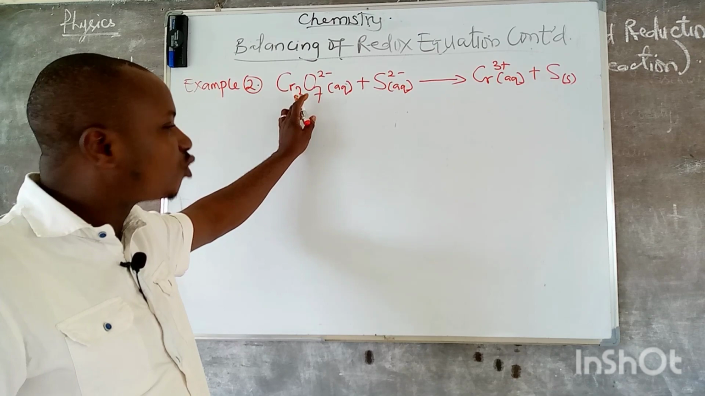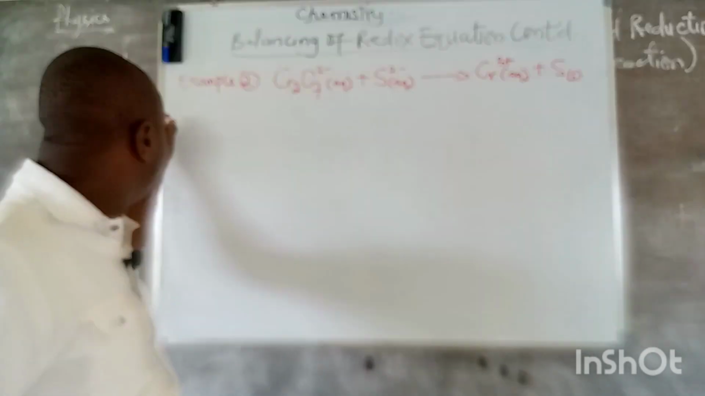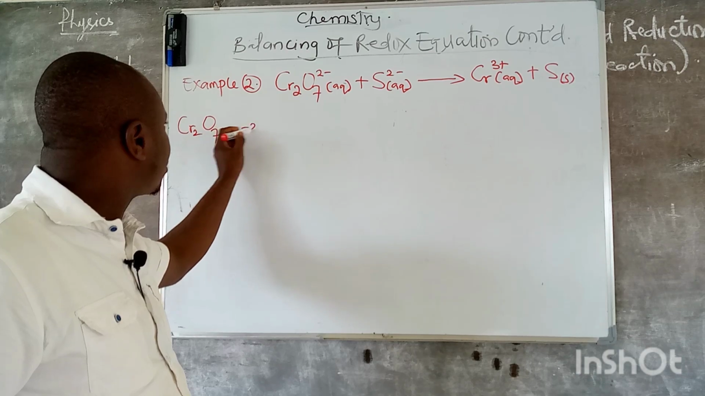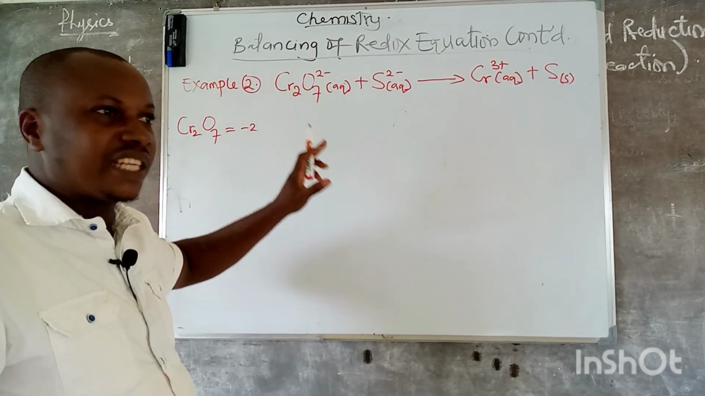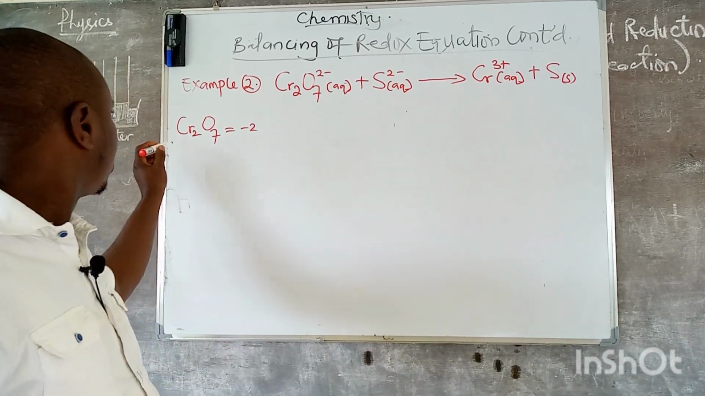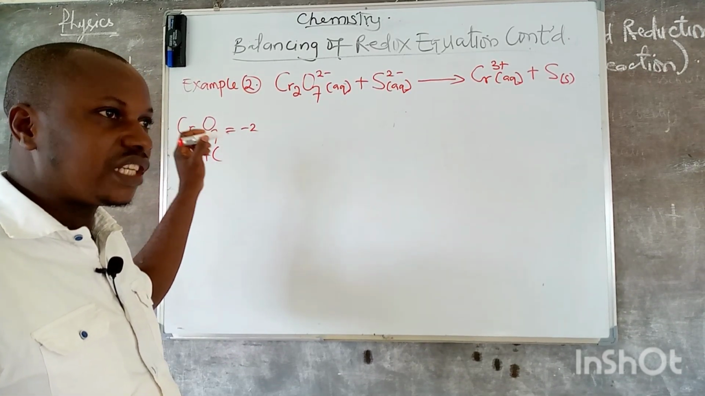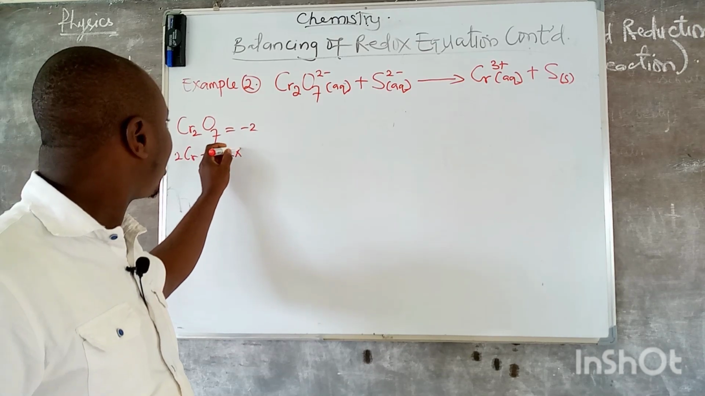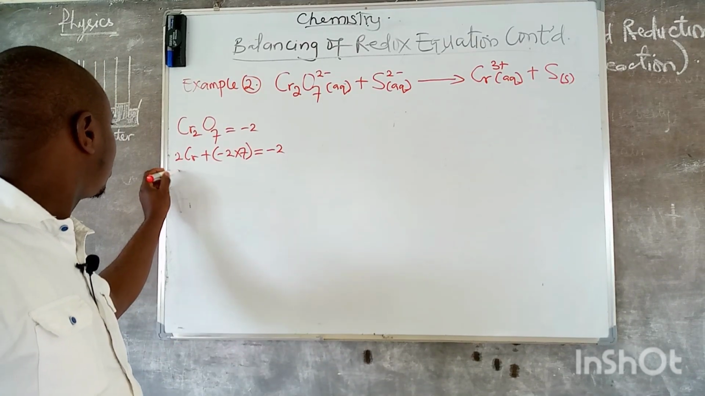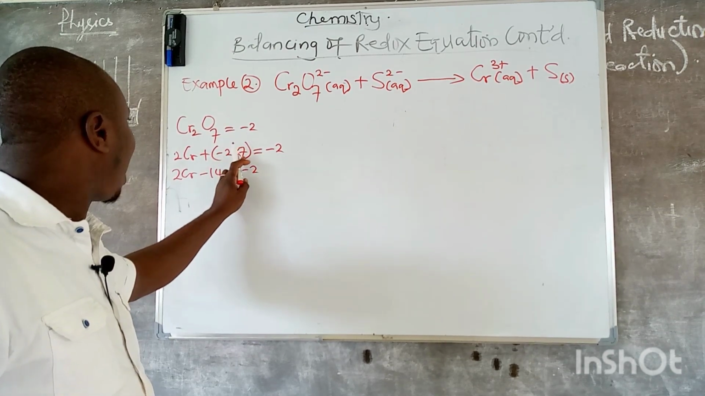Let us check chromium here. How do we identify the oxidation number of chromium here? Simply find the oxidation number of chromium here. Let me just do it by the side. This one I'm going to equate to -2. Remember, if it's an ion, equate it to the charge. If it is a neutral compound, equate it to what? 0. So chromium here is 2 plus oxygen. The oxidation number of oxygen is -2, but we have 7 oxygen atoms there, equals -2. So 2 chromium minus 14 equals -2. -2 times 7 is -14.